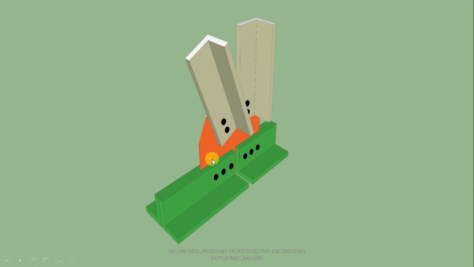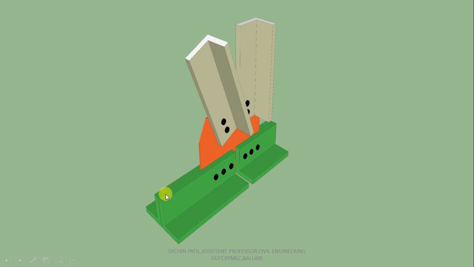So this is another example of a truss. This is a gusset plate which you can see here. This is a compression member and this is a tension member, and these two are also tension members. Here you can see an example of a single angle which is being used as a tension member, and this single angle is connected to this gusset plate.